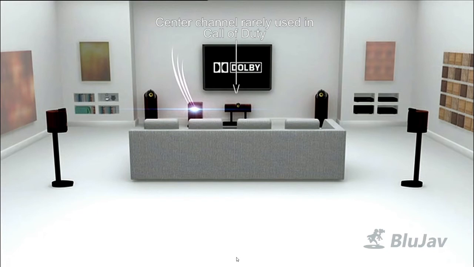The cliffhanger mission in Modern Warfare 2. If you remember that mission, you have this heartbeat sensor, right? You hear the... yeah, that sound is in the center channel. You can go and play it in your 5.1 if you want to.